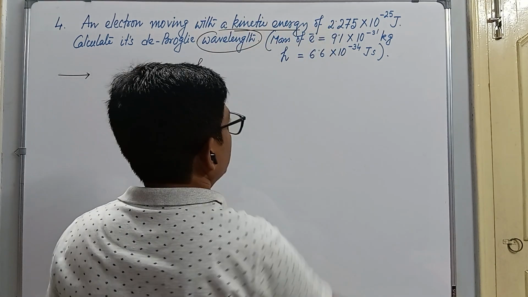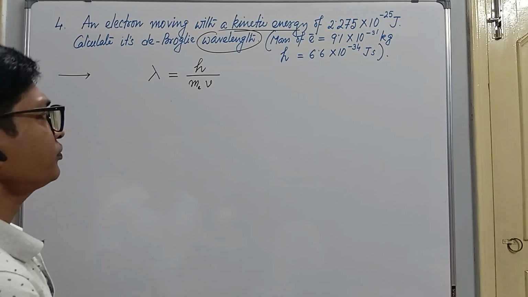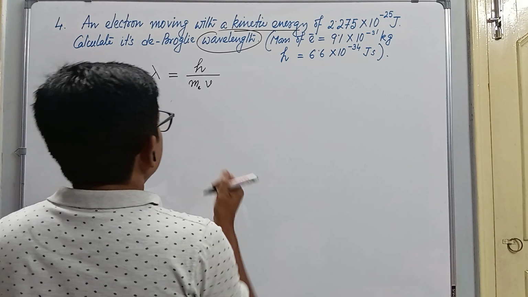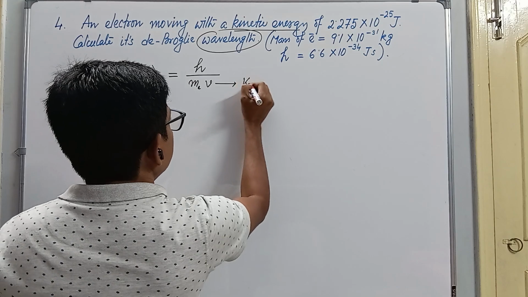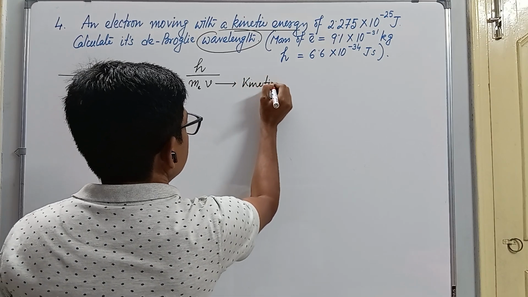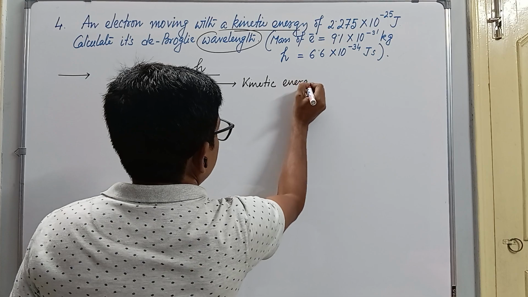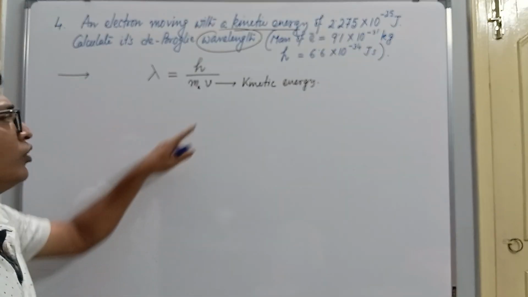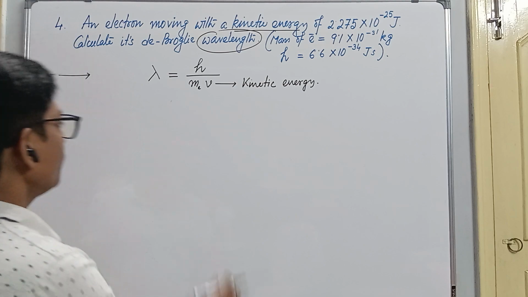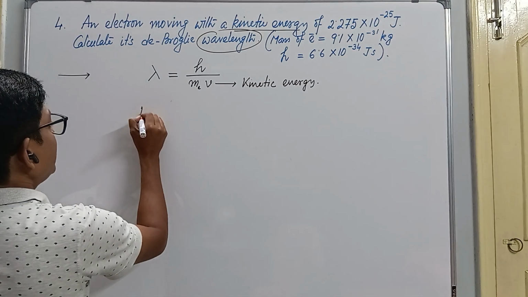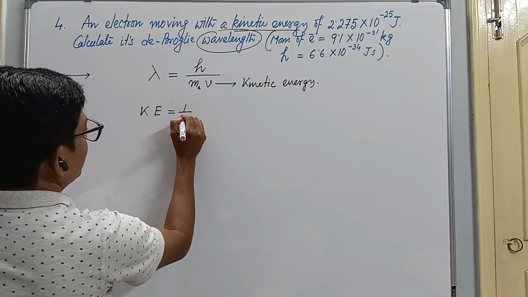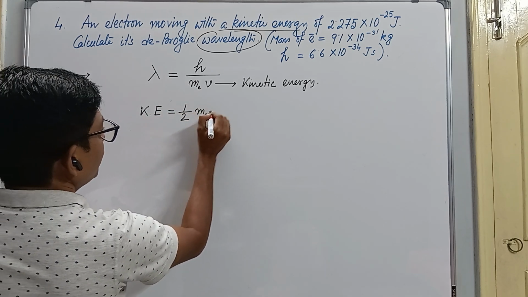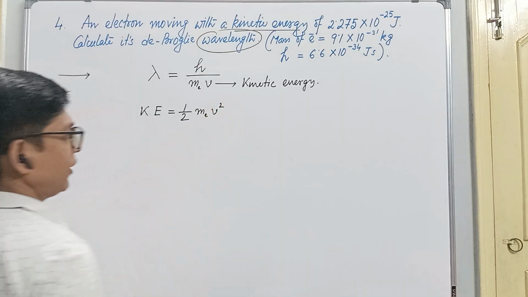Rather they mention the kinetic energy is equal to 2.275 into 10 to the power minus 25 joule. Now in this case, from where will we get this velocity? We will get this velocity from the kinetic energy, right? This is the only source left. So we can understand that somehow we need to get the value of this velocity from the kinetic energy. Now, as you have already learned, kinetic energy, in short we write KE, which is equal to half m v square. So here it is the mass of an electron and the velocity v square.